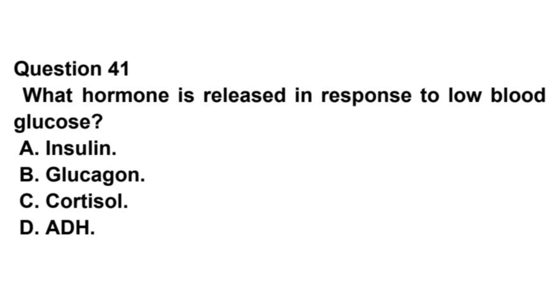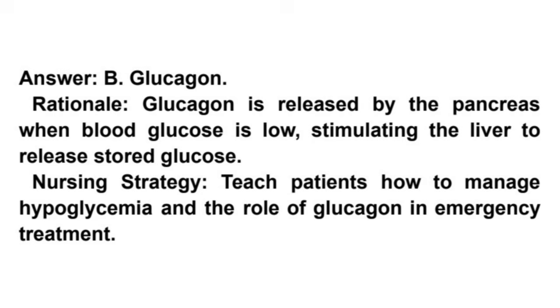Question 41. What hormone is released in response to low blood glucose? A. Insulin. B. Glucagon. C. Cortisol. D. ADH. Answer B. Glucagon. Rationale: glucagon is released by the pancreas when blood glucose is low, stimulating the liver to release stored glucose. Nursing strategy: teach patients how to manage hypoglycemia and the role of glucagon in emergency treatment.